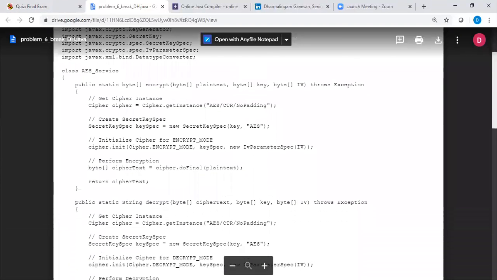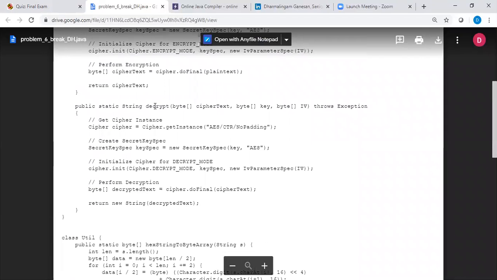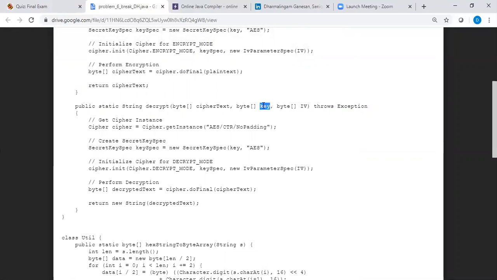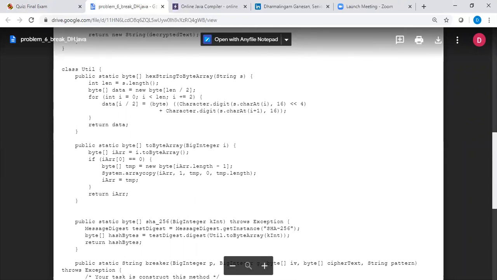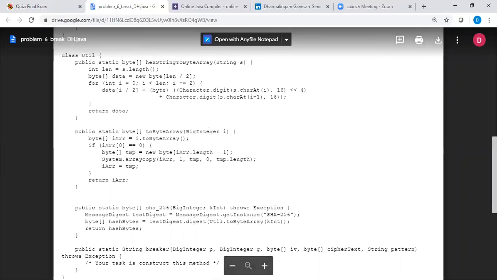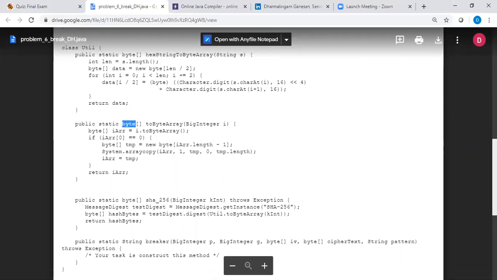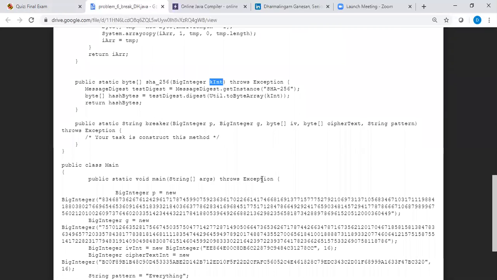It's Java code. We have an encrypt function, which takes plain text, key, and IV. It's kind of useless for us at this point because we don't know the key. And similarly, there's a decrypt function. We have ciphertext, key, and IV. We don't know the key. Okay, it's also useless at this point. And then we have some basic utilities, like converting a string to a byte array, and converting an integer, a big integer, to a byte array. We have some utilities, in this case SHA-256. We compute SHA-256 using Java's MessageDigest class. It takes the integer as the input and generates a SHA-256 for that.